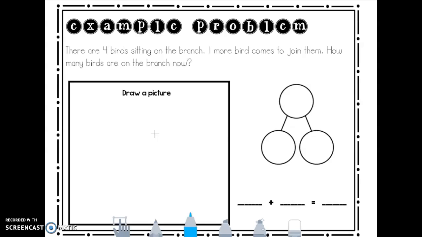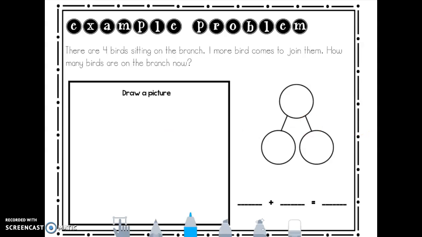First, you need to read the story problem. There are 4 birds sitting on the branch. One more bird comes to join them. How many birds are on the branch now? Your first direction is to draw a picture of what you just heard happening in the story.